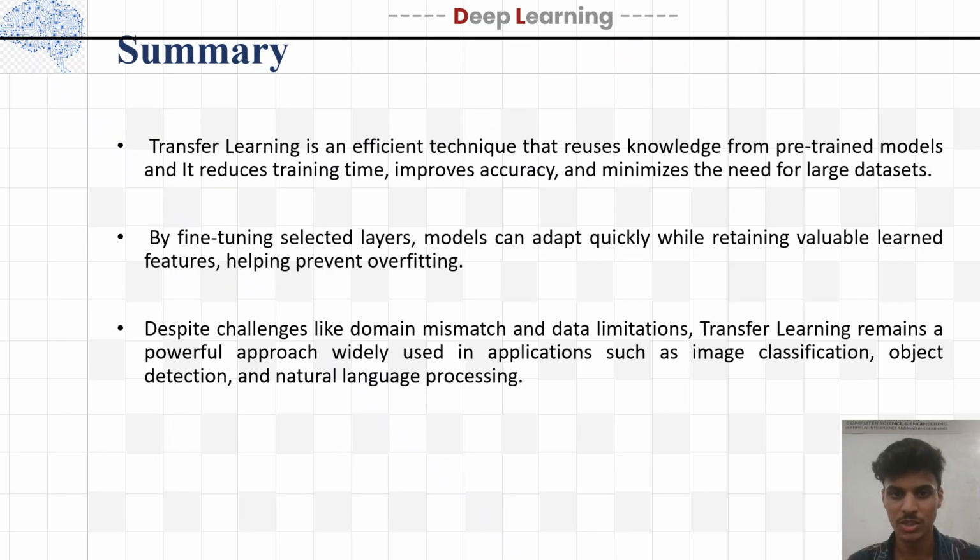So from this we can conclude that transfer learning is a very powerful and effective approach in deep learning. It reuses knowledge from pre-trained models, saving time, reducing the need for huge datasets, and improving accuracy. By fine-tuning the right layers, we can quickly adapt a model to a new problem while keeping its valuable learned features. Even though it has challenges like domain mismatch or overfitting, its benefits far outweigh the drawbacks. That's why transfer learning is widely used today in applications such as image classification, object detection, and natural language processing.